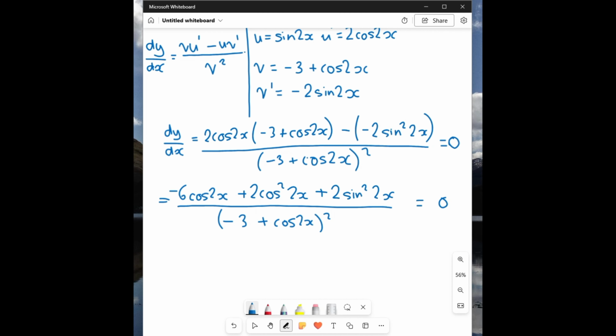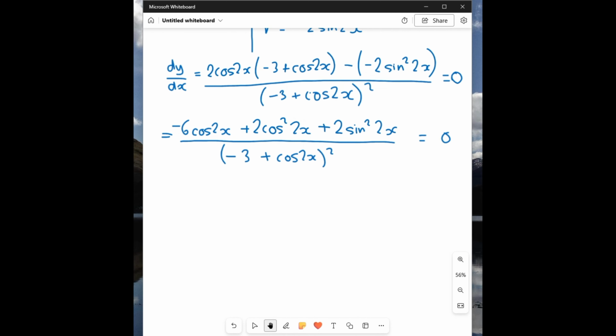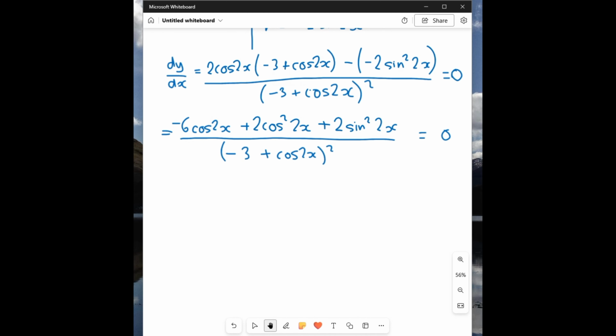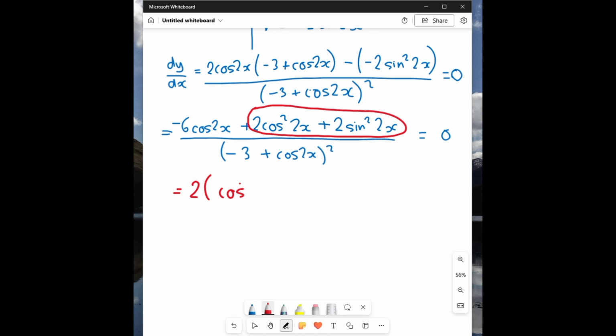So I'm hoping now we can see there's a few things we can group together, because I've got a 2 cos squared 2x plus a 2 sine squared 2x. So let's think about sine squared plus cos squared is 1, is what I'm thinking there. So this thing in red, it's 2 lots, isn't it? We could factorize the 2 out. So that would equal 2 lots of cos squared 2x plus sine squared of 2x.